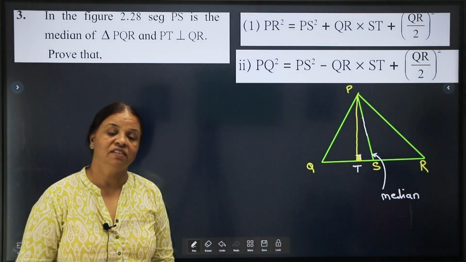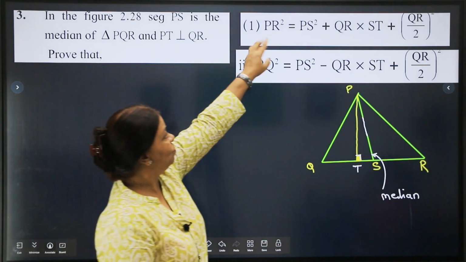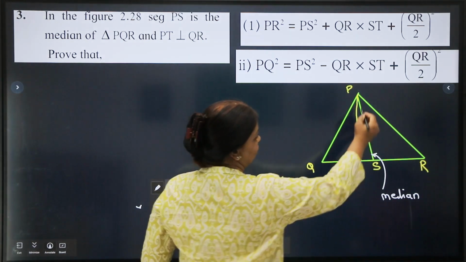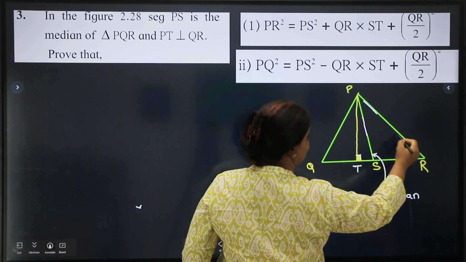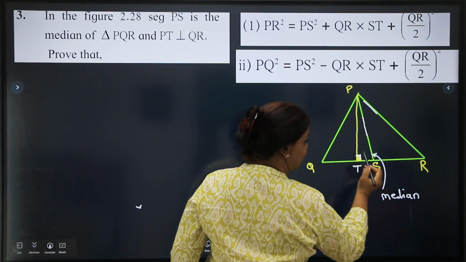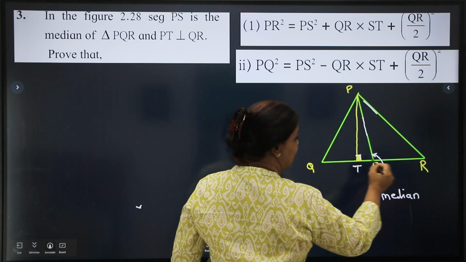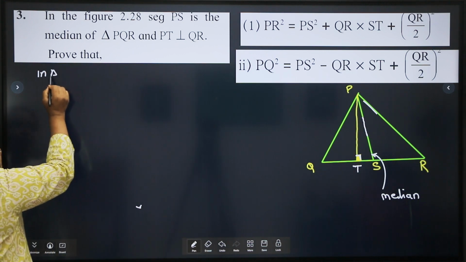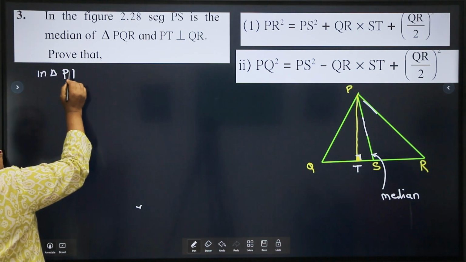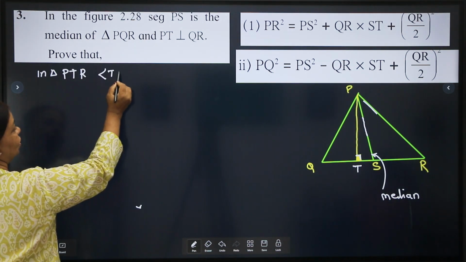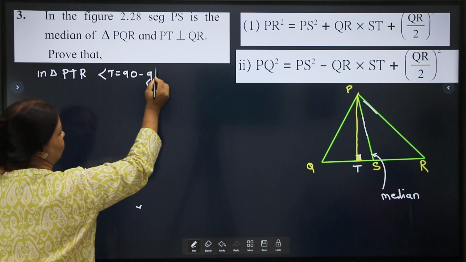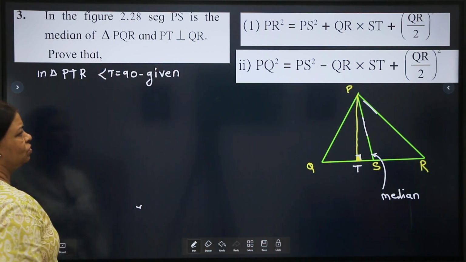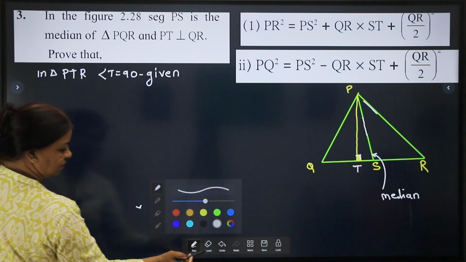See, from the question only, children, we should be trying to get the answer. What do we want? PR square. Now PR square, where can we get? PR is here, and there is also 90 degree mentioned. So I will be taking triangle PTR. Okay, so in triangle PTR, angle T is equal to 90 degree, and this is given, children. Why is it given? Because PT is perpendicular to QR. We can just write down given also. So I can use Pythagoras theorem here.